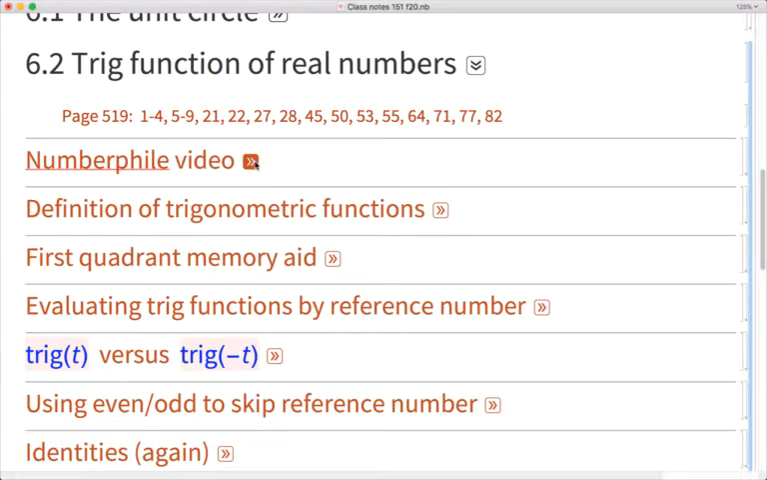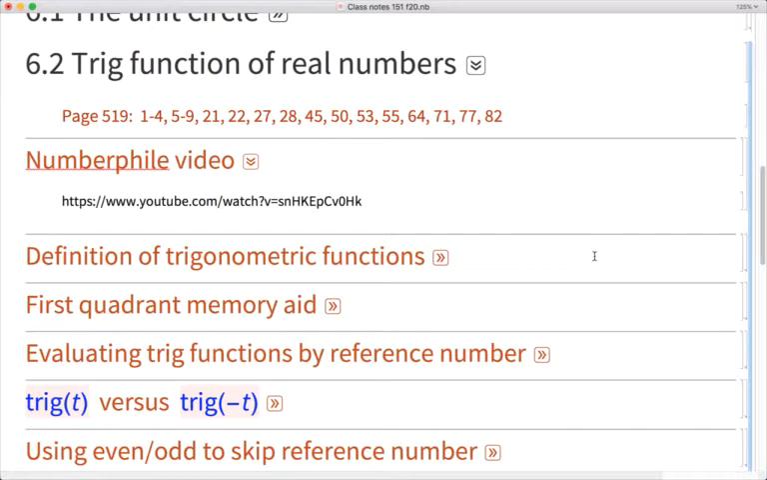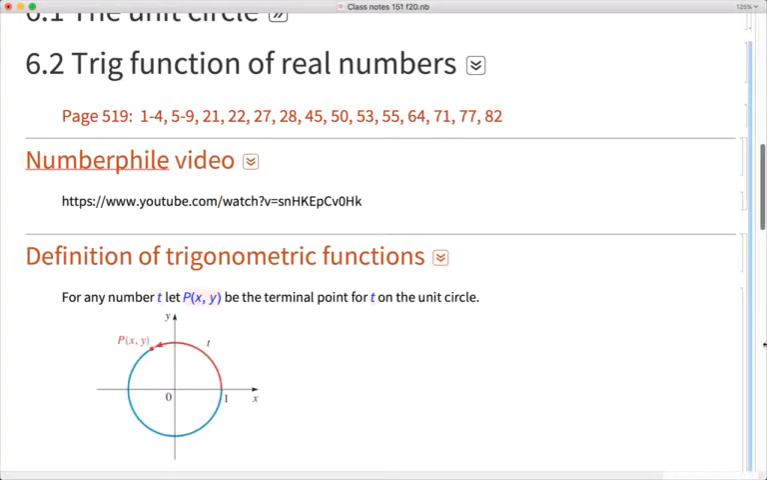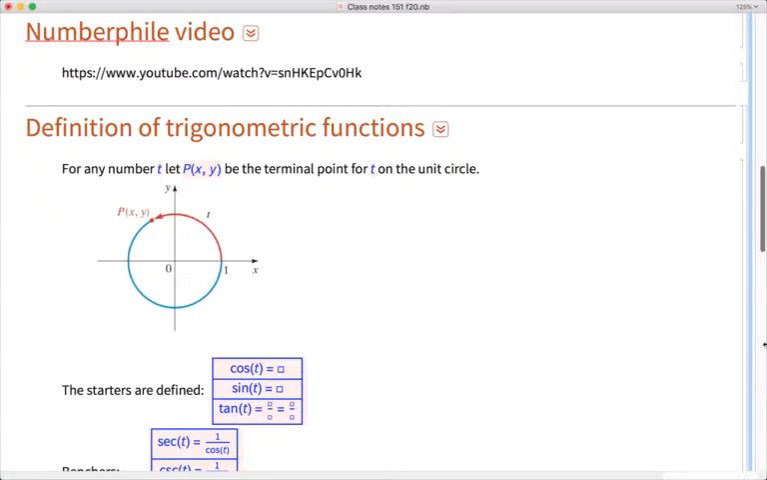All right, section 6.2, trig functions of real numbers. There is a nice Numberphile video, and I'll just put the URL here. If you want to see some nice animations introducing you to the trig functions via the unit circle, I highly recommend this.